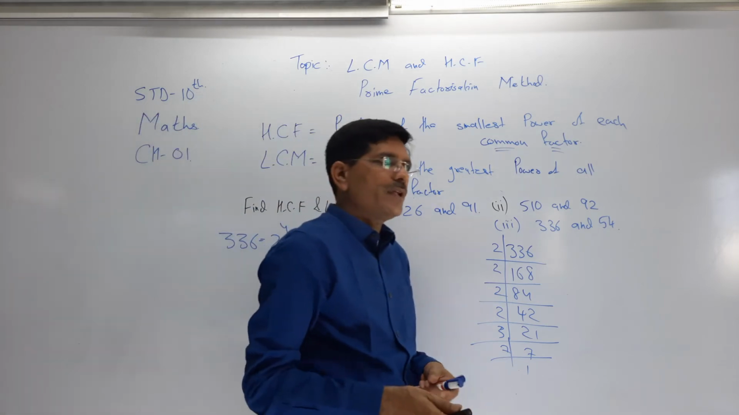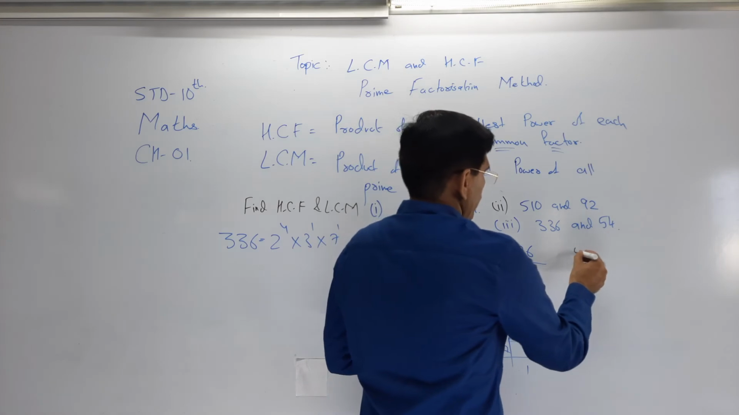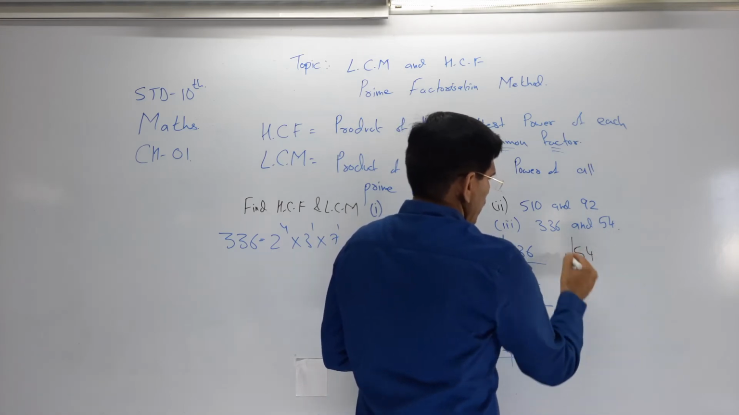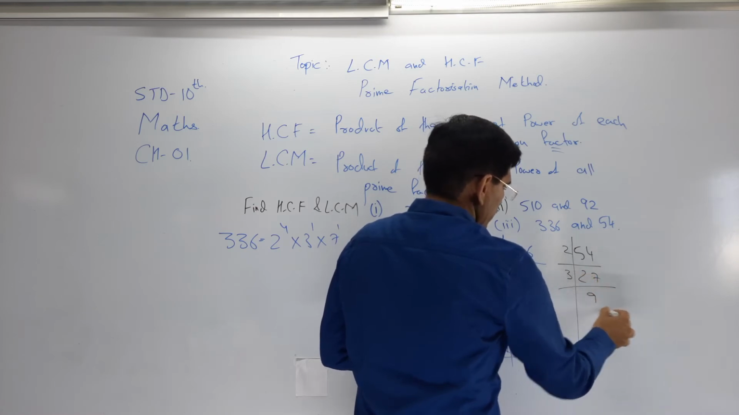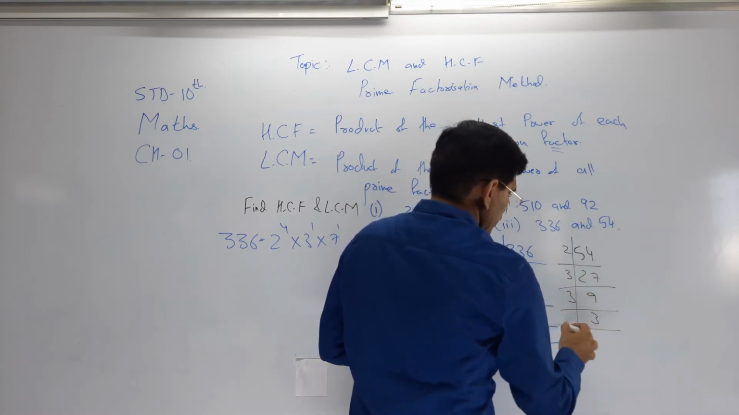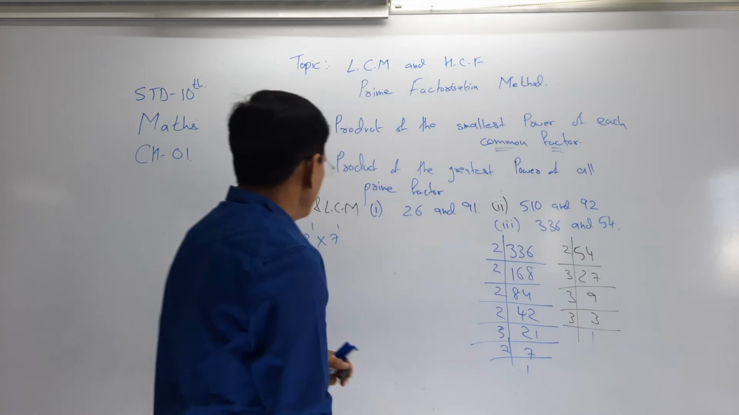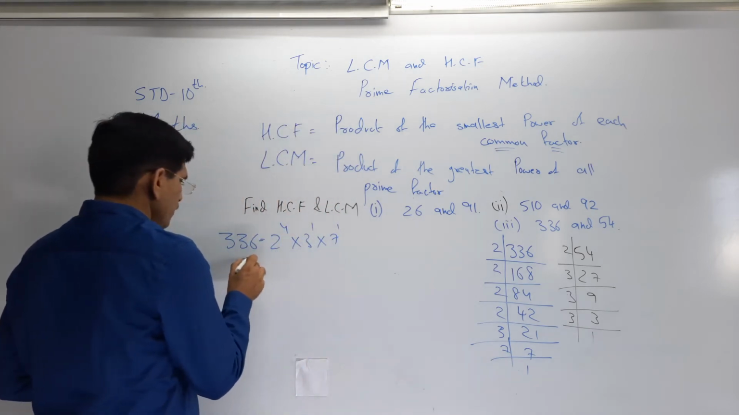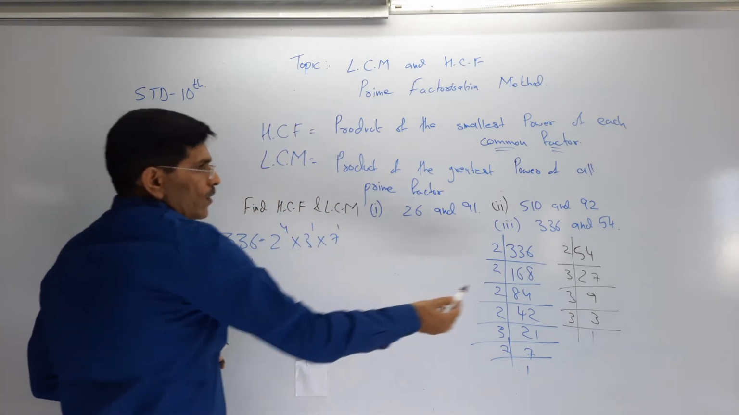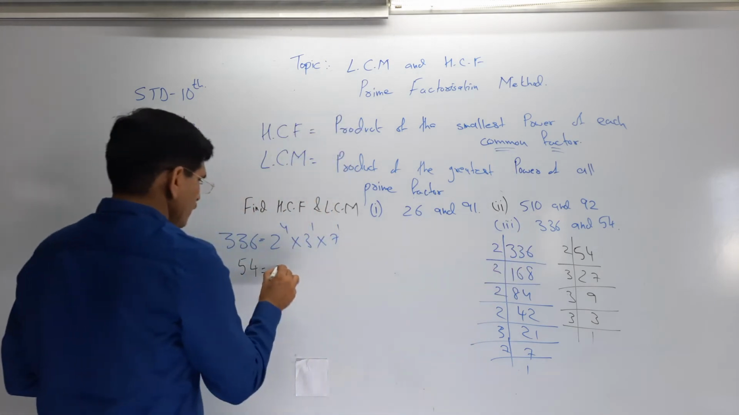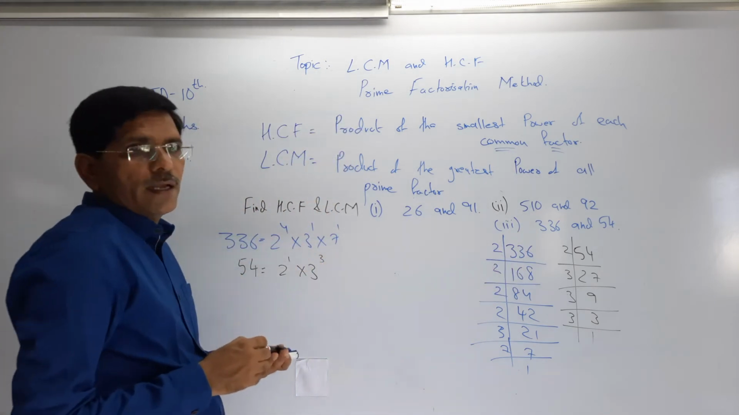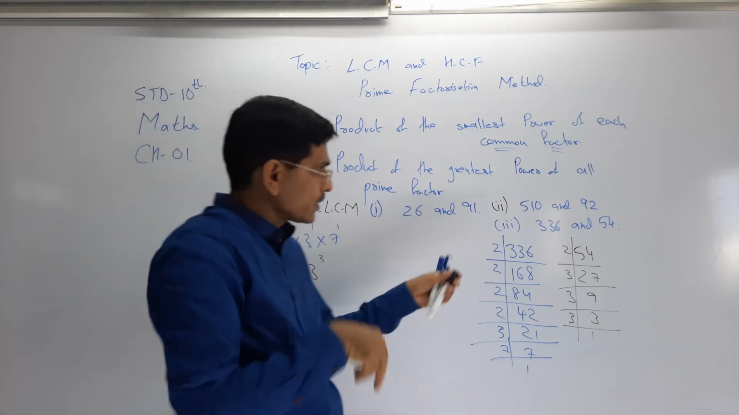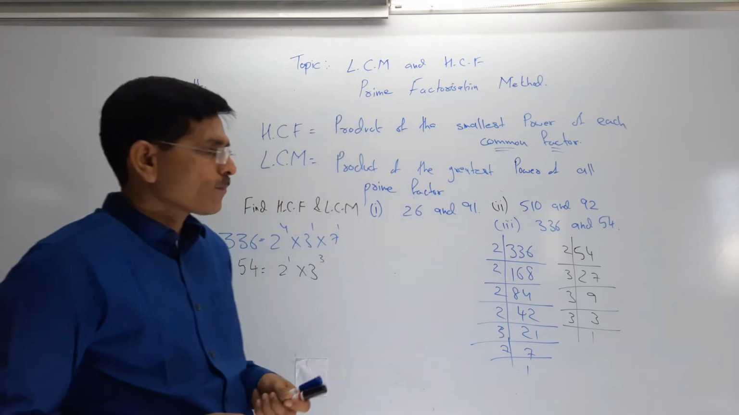Now 54. Again 2, 27, again 3, 9, again 3, 1. So for 54, it is 2 to the power 1 and 3 to the power 3. Now give the answer of it.